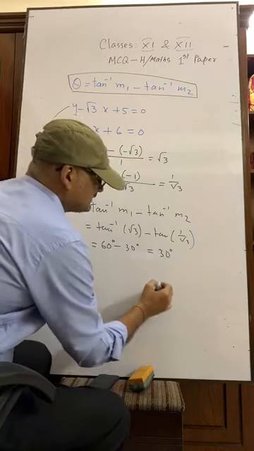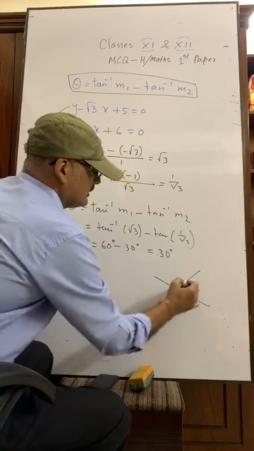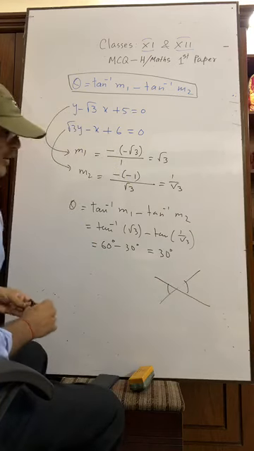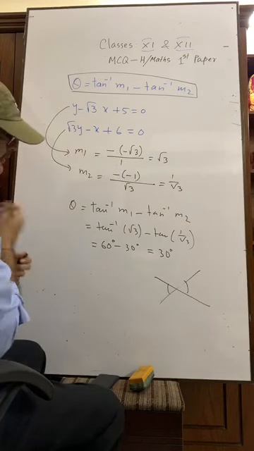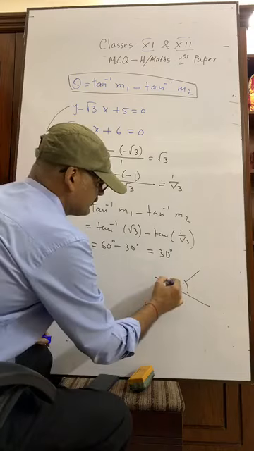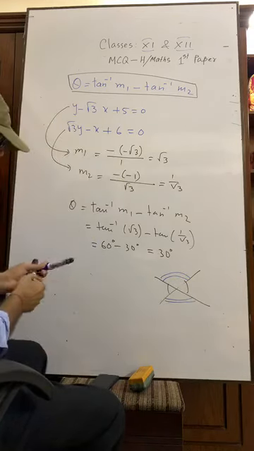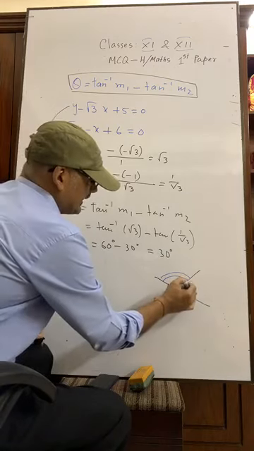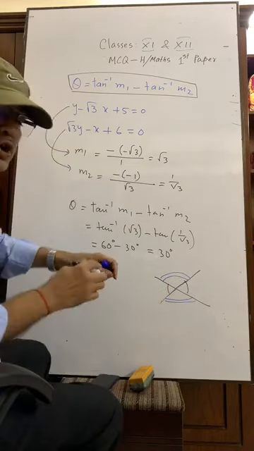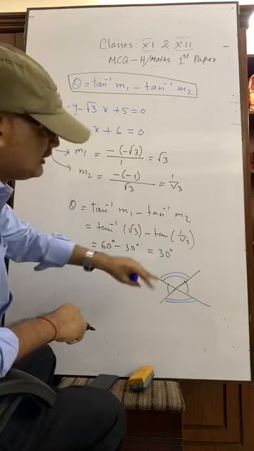If two straight lines intersect like this, these angles are equal, okay? And they are vertically opposite angles. This angle and this angle are also equal. So it is the acute angle. If you are told to determine the acute angle, your answer is 30 degree.